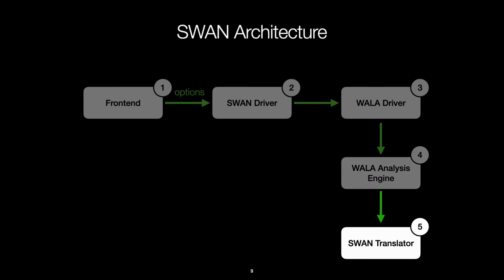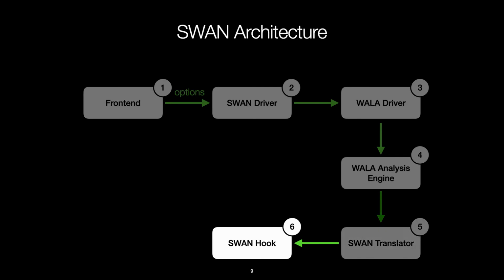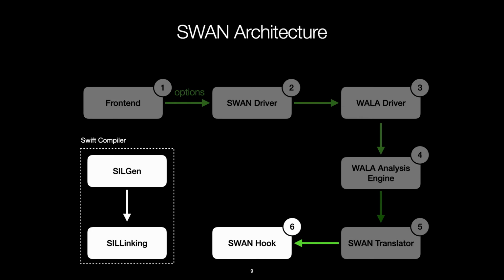The SWAN translator needs some representation of Swift, and therefore uses the SWAN hook. SWAN hook is actually written in C++, because while SWAN and WALA are both written in Java, the Swift compiler is written in C++. Therefore, the SWAN hook programmatically invokes the Swift compiler directly. Now, SWAN doesn't actually analyze the Swift language directly.